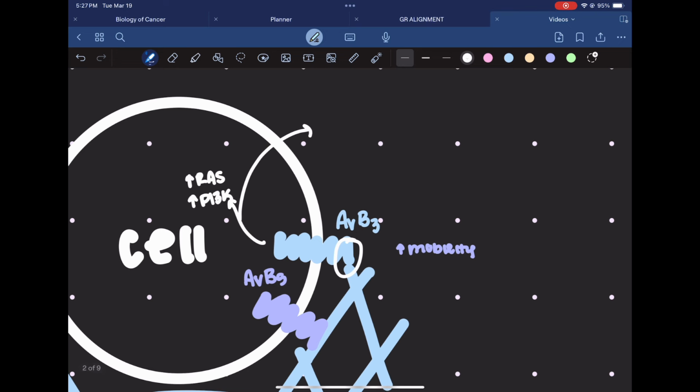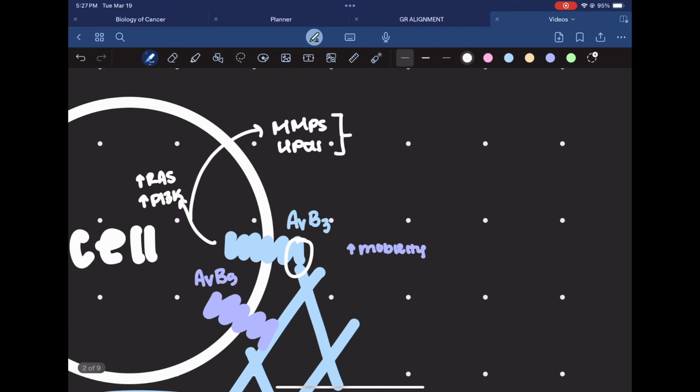A second thing that's going to happen is we are going to increase the release of MMPs and UPAs. These are our two categories of proteases. And we're going to be using them to degrade the matrix. So when integrins are bound, in particular these pro-mobility integrins, like AVB3 and AVB5, we're going to release more of these proteases.